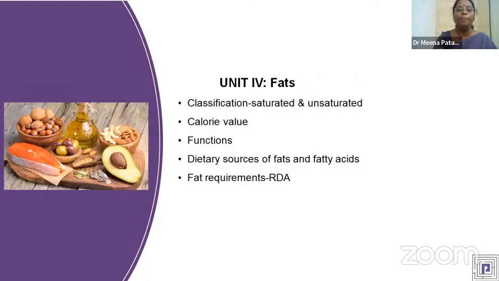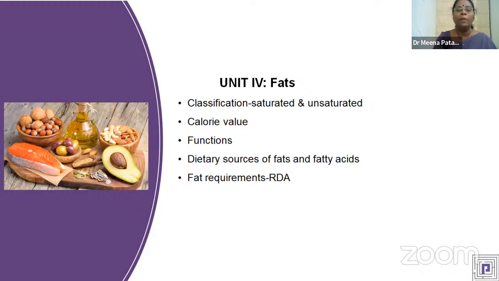Let's continue. Unit 4 is fats. Now, fats are a very misunderstood macronutrient, but we all need fats in our daily diet and our body needs them. We should never prescribe a fat-free diet to anybody, okay? Because when you study the details in your syllabus, you will learn that fats are components for various important metabolic substances in our body, like hormones and many other things.